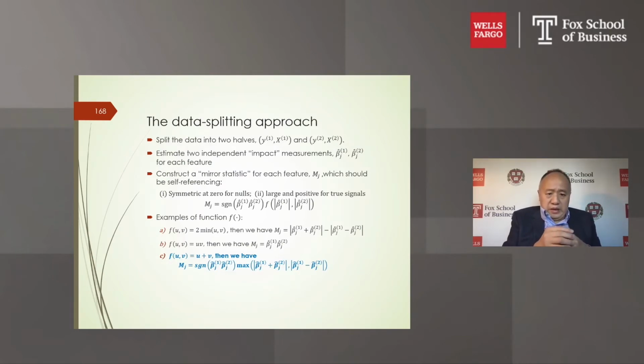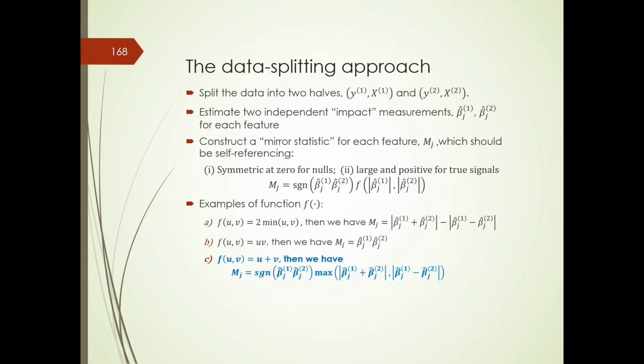So the data splitting approach goes as follows. You just split the data into equal halves, and then you can estimate two coefficients, which we generally call the impact measurements. If you are doing neural networks, you can still measure these things, but they're no longer coefficients. It's really the influence functions. And then you can construct this mirror statistic by, I think this is pretty general, I don't know whether this is the most general form, the sign of these two coefficients multiplied by a function of the absolute values of the magnitudes of these two coefficients.